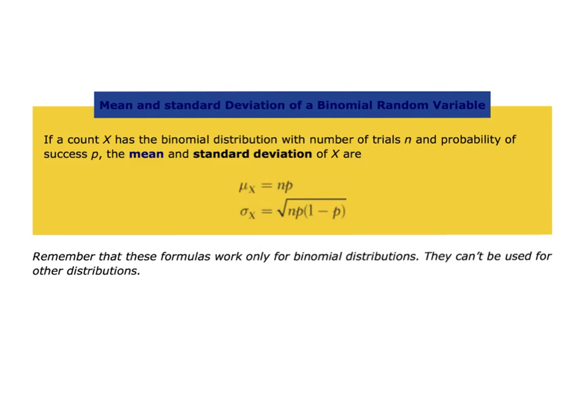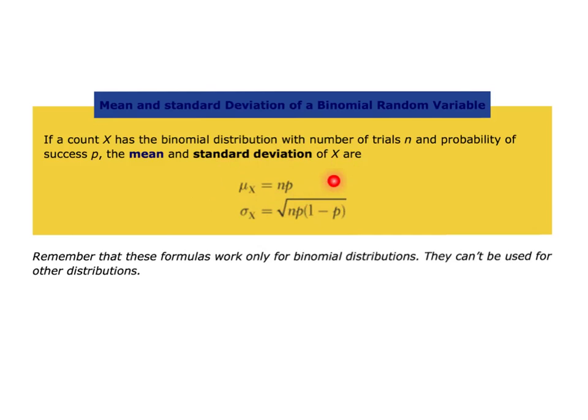Next, as we talked about in class, I want you to be able to understand the mean and the standard deviation of a binomial random variable. There is a proof associated with this, and I can show you that if you're interested. Just see me in class one day and I can give you a copy of what that proof looks like. Remember that these formulas only work for binomial distributions. They don't work for anything else.